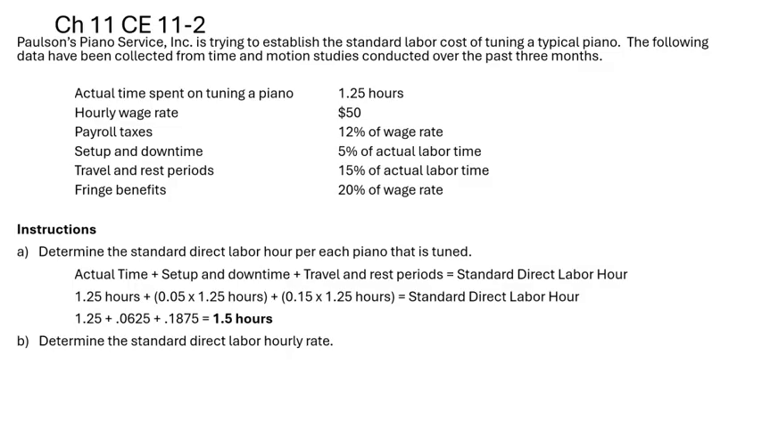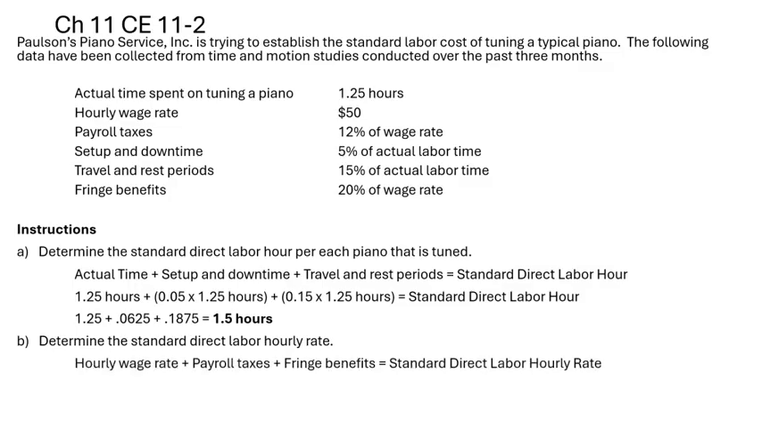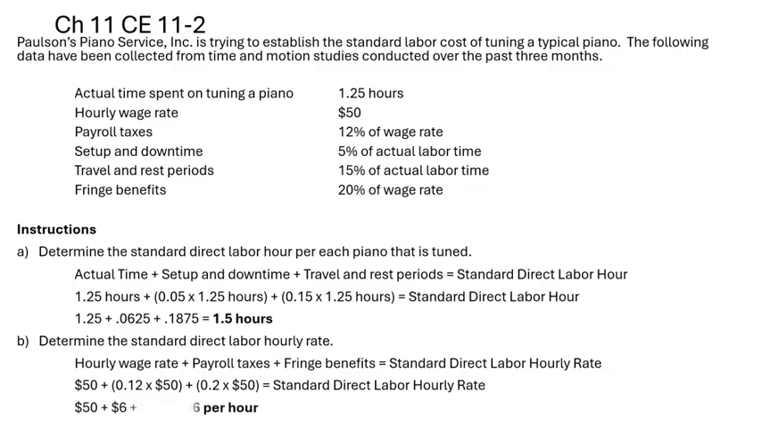Now we'll do the same thing but for the labor rate. So we're going to take our hourly wage rate plus payroll taxes plus fringe benefits. That'll give us our hourly rate that we're trying to get. So we have $50 plus 12% of $50 plus 20% of $50. And that's 50 plus 6 plus 10, $66 per hour. That's our standard hourly rate.